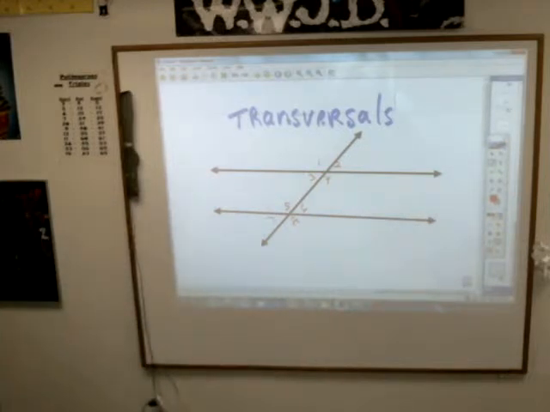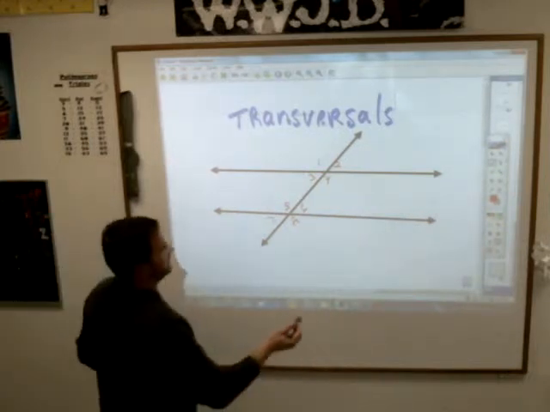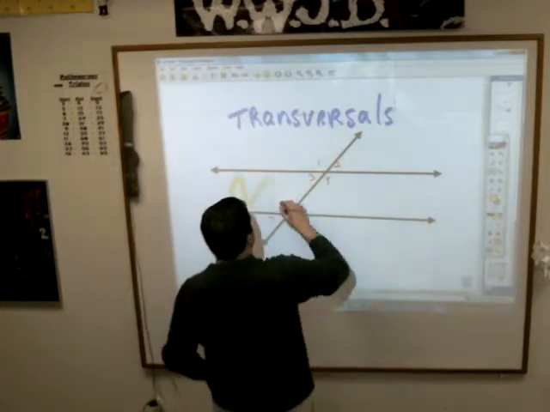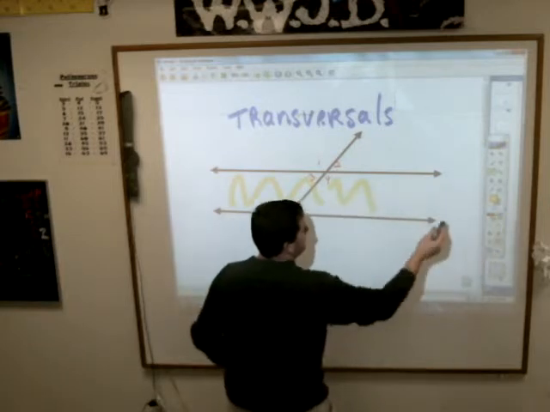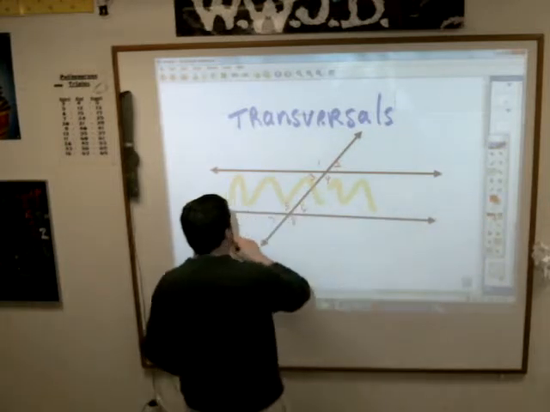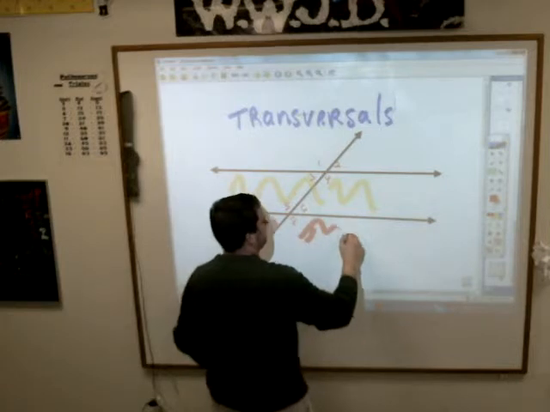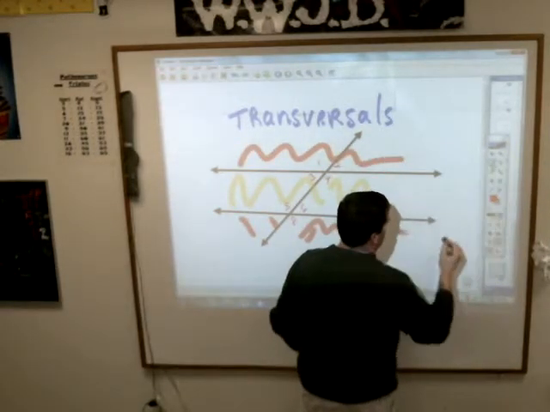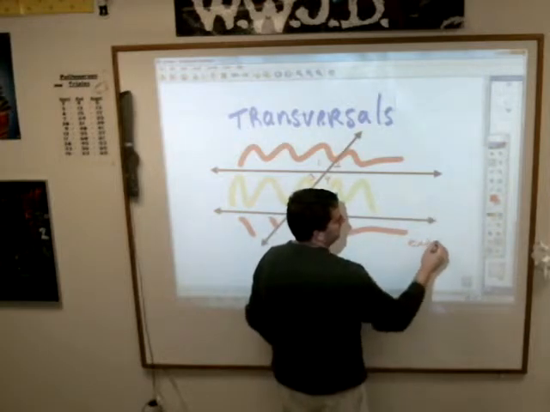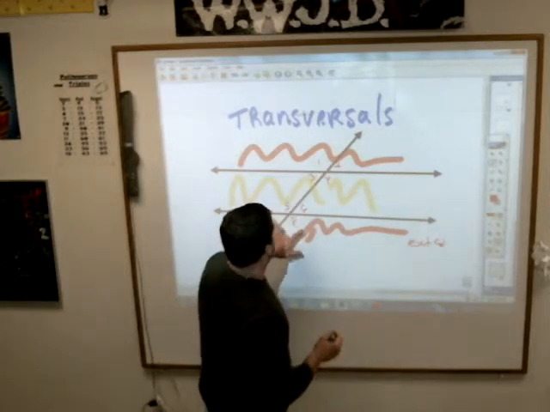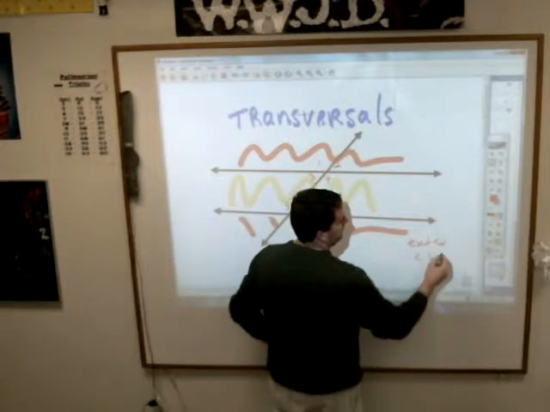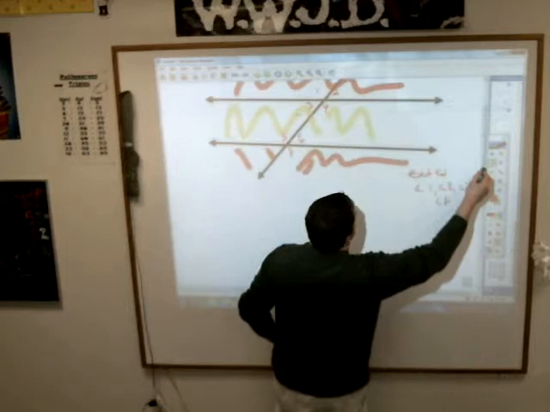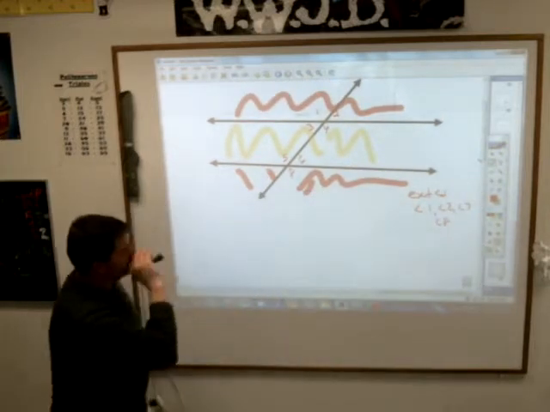Where were we at? Oh, interior angles. Again, these are the interior angles. These are the exterior angles. If I asked you to give me the exterior angles, you would tell me it's 1, 2, 7, and 8. Angle 1, angle 2, angle 7, angle 8.